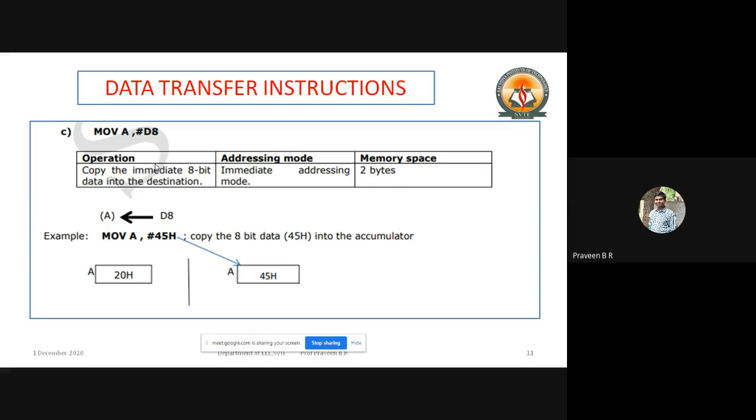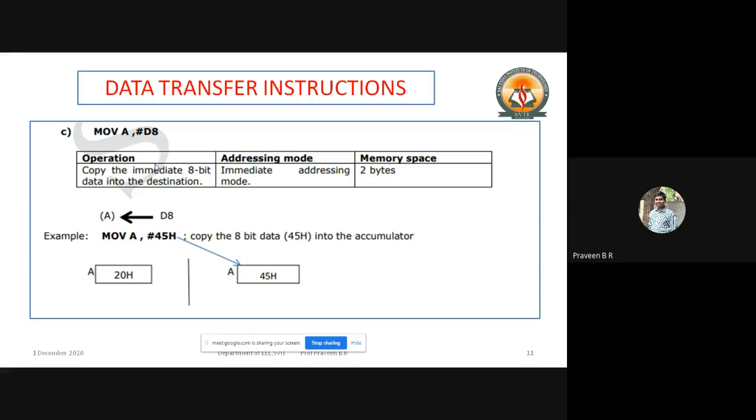Hash indicates it is data. D8 is the 8-bit data. So immediately you are moving the 8-bit data that you have mentioned in the instruction to the specified register. Here the register I am using is the accumulator. So immediately I am moving the 8-bit data to the accumulator. It copies the 8-bit data immediately into the destination. So this type of addressing mode is called immediate addressing mode.